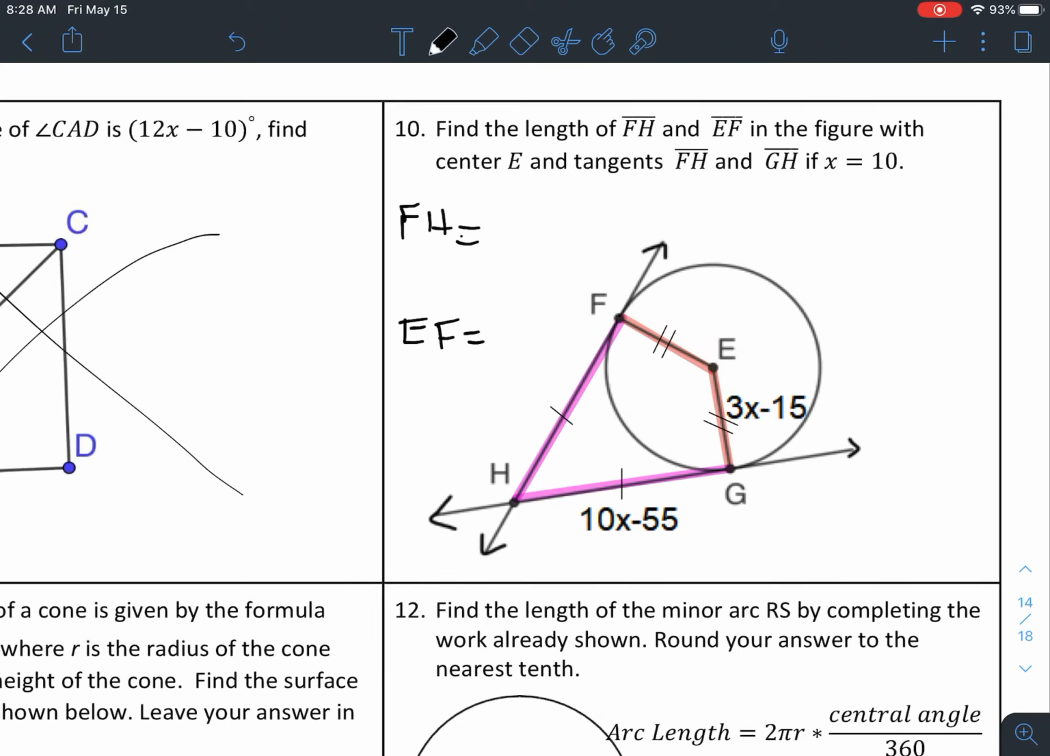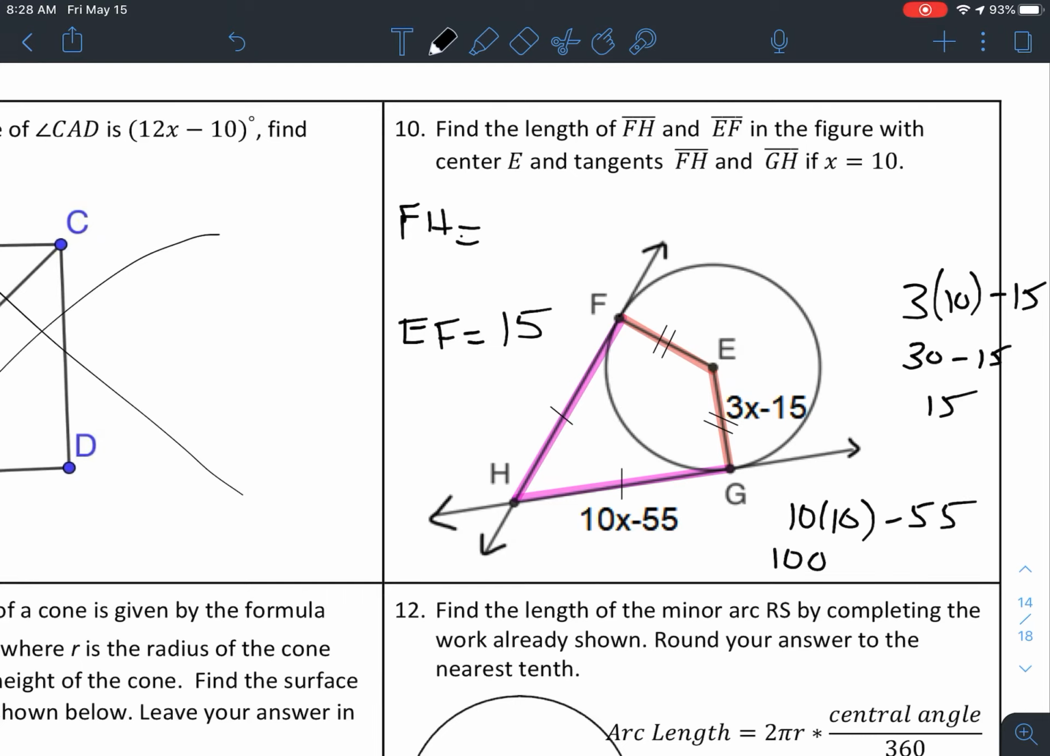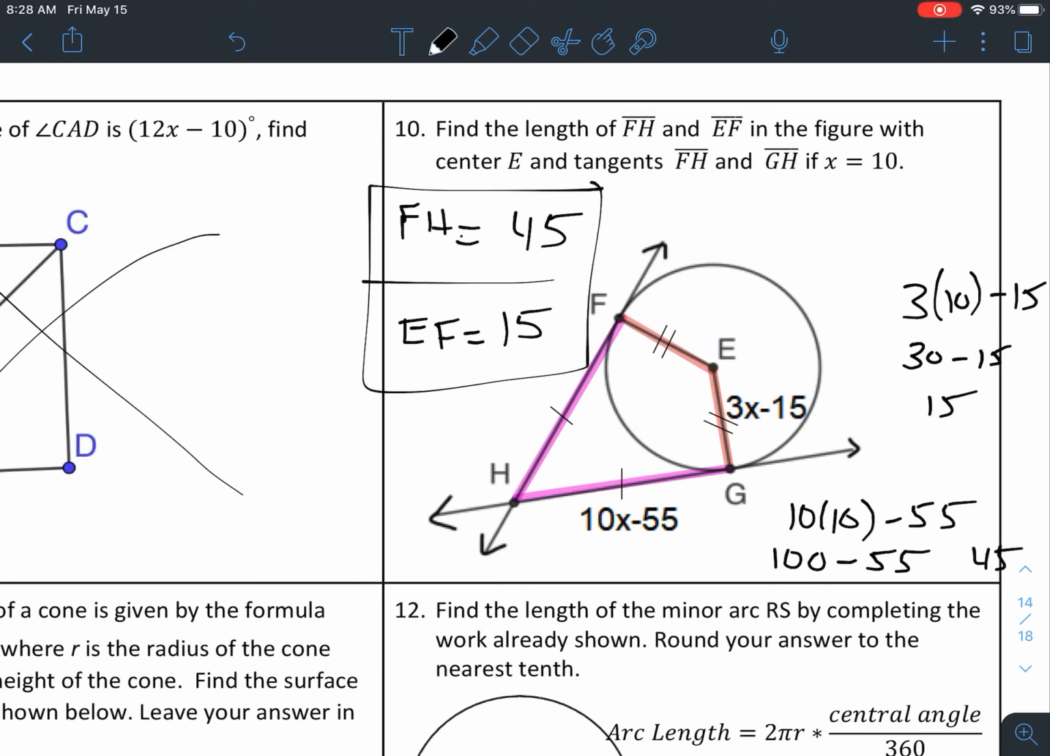because we'll do our work on the side. So EF first, 3 times 10 minus 15. 3 times 10 is 30, minus 15 gives us 15. So our EF would be 15. Now let's do our FH. So we look at 10 times 10 minus 55. 10 times 10 is 100, minus 55 leaves us with 45 as an answer. And there are two answers right here that we have for this problem.